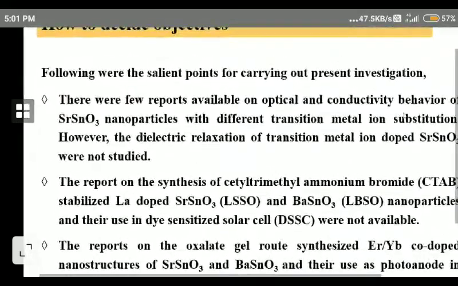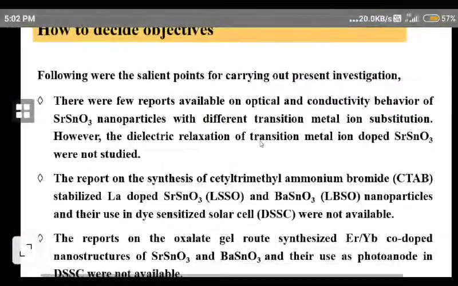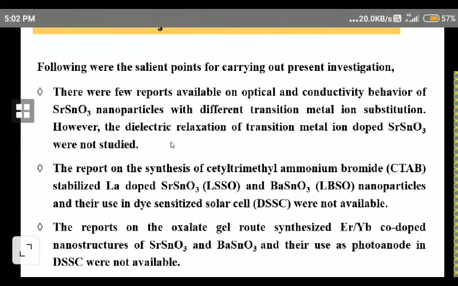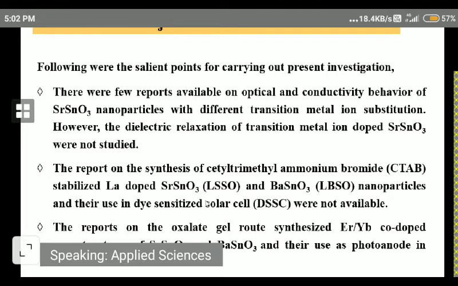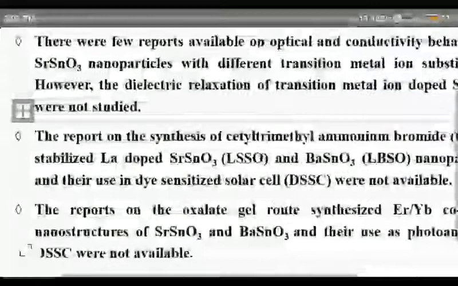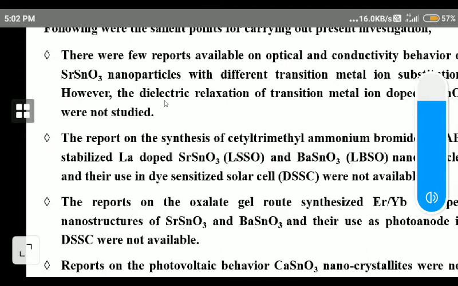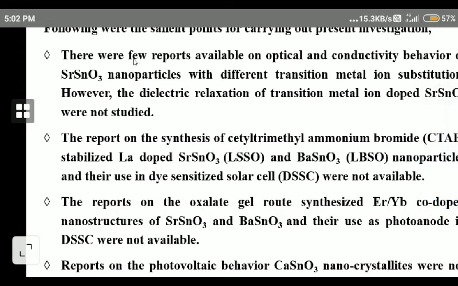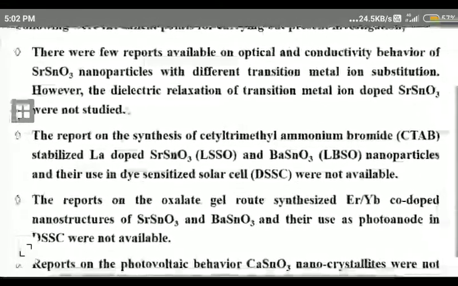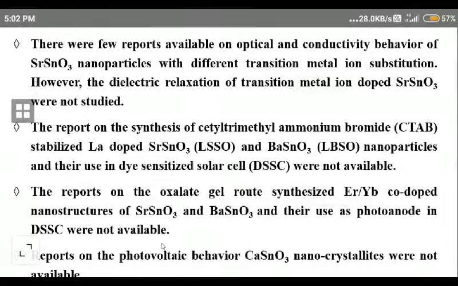For this one, you can see there are few reports available on optical conductivity behavior of SrSnO3 with different transition metal ion substitution. However, the dielectric relaxation has not been studied. Likewise, for this one, reports are available on cetyl trimethyl ammonium bromide stabilized nanostructures, but this one has not been studied. So there are things which have not been studied, or something totally new. Another says that the oxalate method has not been used, or the next says reports on photovoltaic behavior are not available. So you do an intensive literature survey, and you establish and list out what has been studied and what has not been studied.